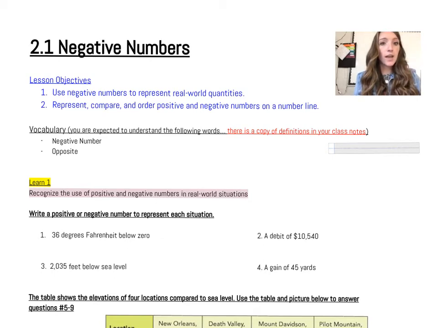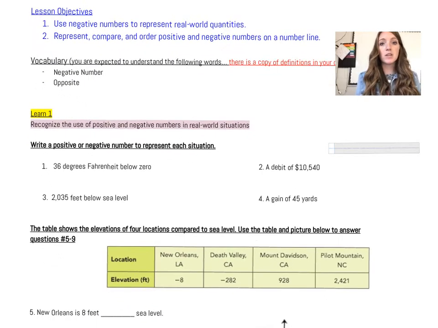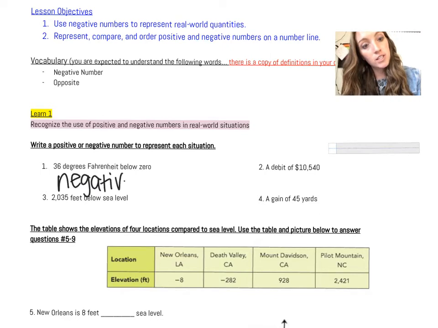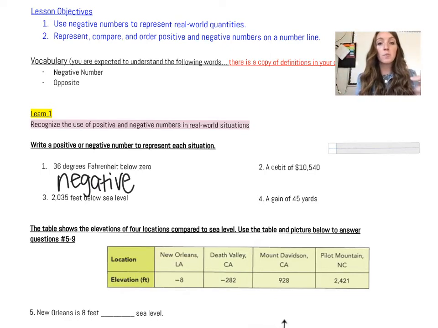Let's look at our first objective here, being able to recognize the use of positive and negative numbers in real world situations. In number one, when we think about 36 degrees Fahrenheit below zero, if it's below zero or less than zero, this is going to be a negative situation. So below, I'm going to write negative. We're just identifying whether it's negative or positive.